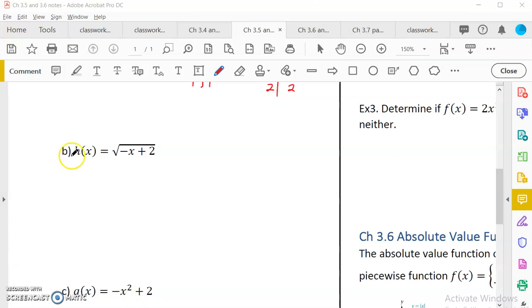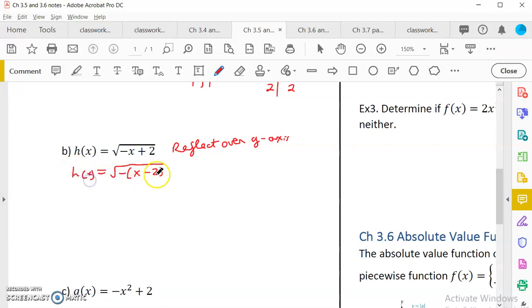Right, yeah. h of x equals the square root of negative x plus 2. What happened? We recognize that negative x is a horizontal reflection, a reflection over the y-axis. And then the plus 2 is a left or right shift. Is it left or right? It's supposed to be right, but because of the reflection I should factor it: negative of x minus 2. So I factor the negative one out, so this is minus 2.